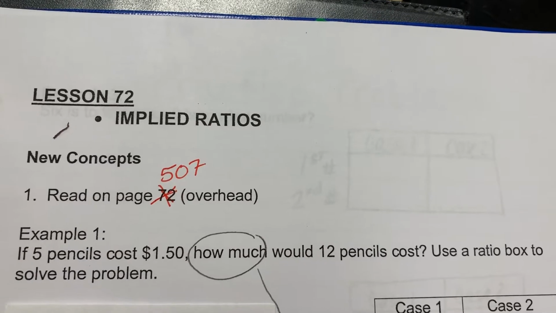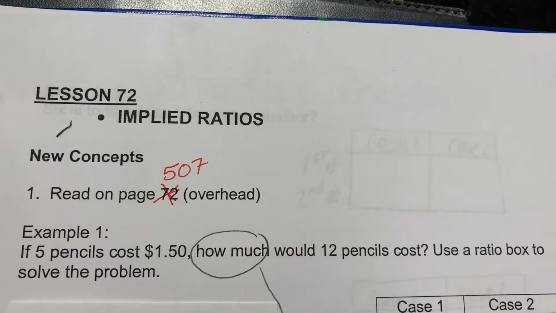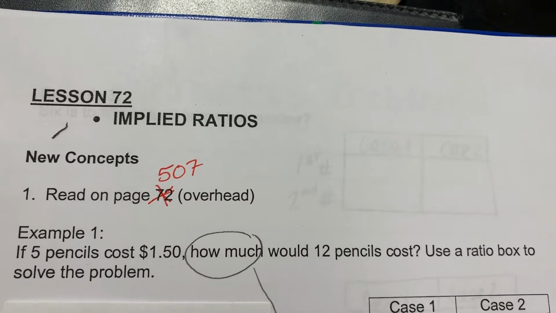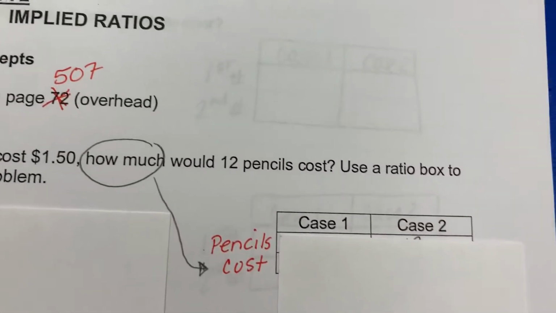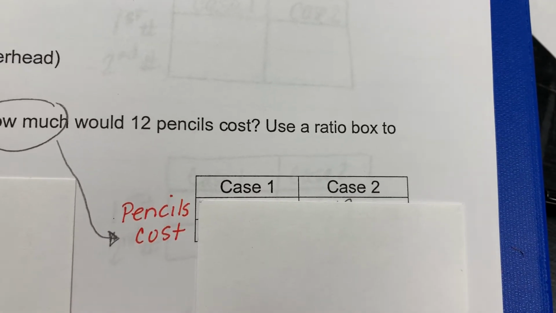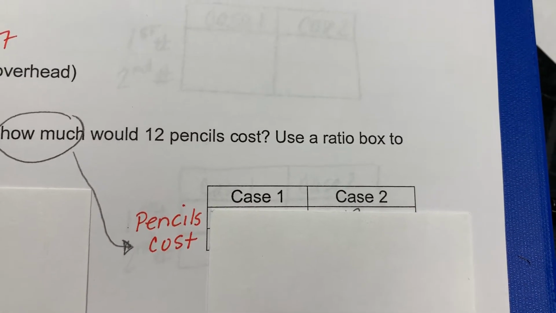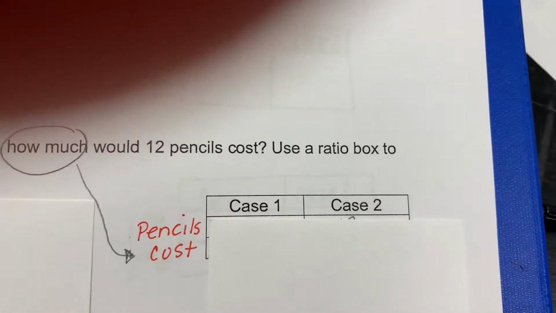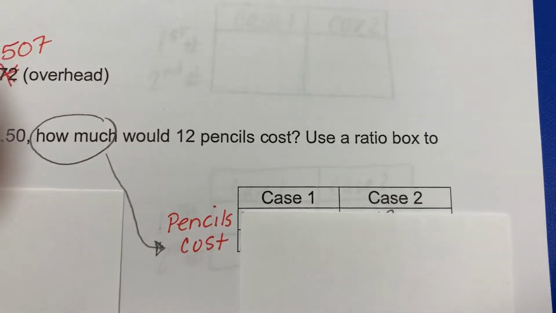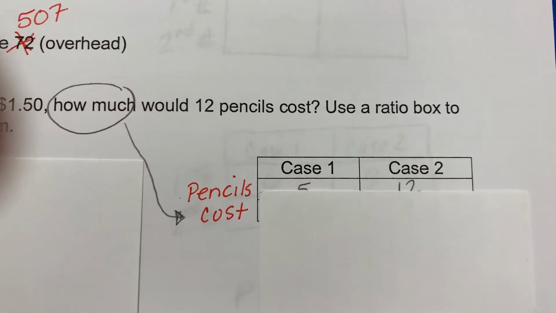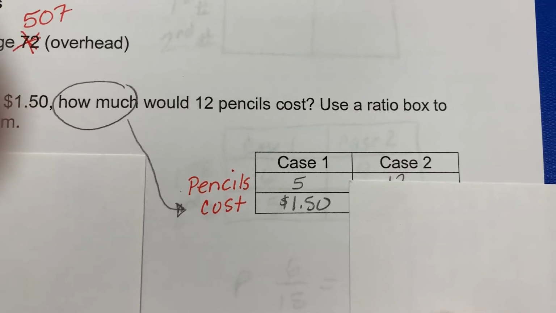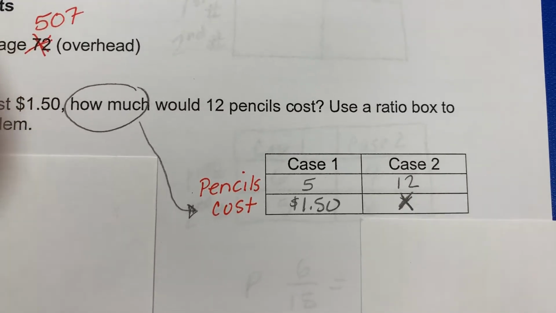For example, it says if 5 pencils cost $1.50, so there's one situation, how much would 12 pencils cost? So we set it up and we say in the first situation, we have a pencil to cost ratio, but in the second situation, we don't have all the information, okay? But here's what we do have. In the first situation, 5 pencils cost $1.50 and 12 pencils cost, we don't know.